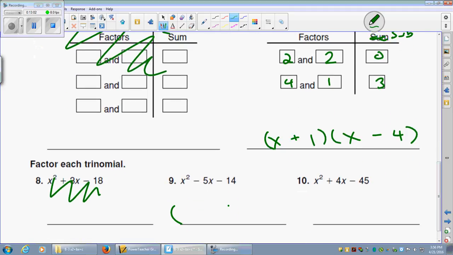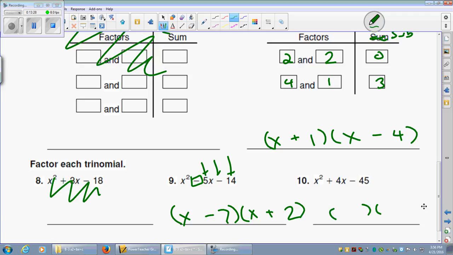All right, let's try these two. Again, I'm going to do that x thing. And I'm going to figure out the factors of 14 that subtract to give me 5. Isn't that just 7 and 2? 7 times 2 is 14, and 7 minus 2 is 5. And this always goes on the bigger. So minus 7, and I need to add 2 to get to minus 5.